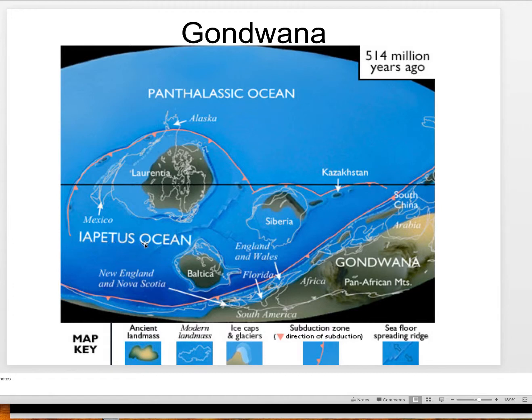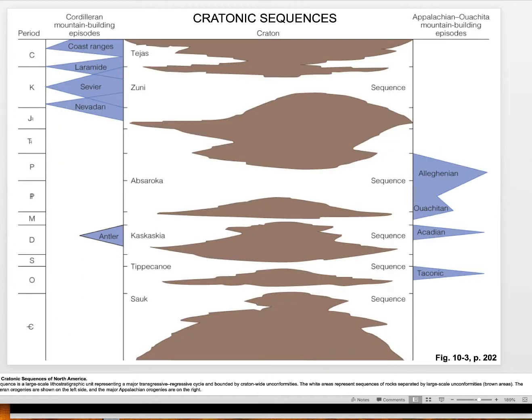this Iapetus Ocean, because eventually we're going to close this ocean and then reopen it to form the Atlantic. So anyways, we have this stable platform, and in this region we're going to form that sock sequence. This sea will advance across the continent, the shallow epicontinental sea, depositing those units that are characteristic of the sock sequence. Now when we look at these cratonic sequences, note that we want to look at what's going on here.